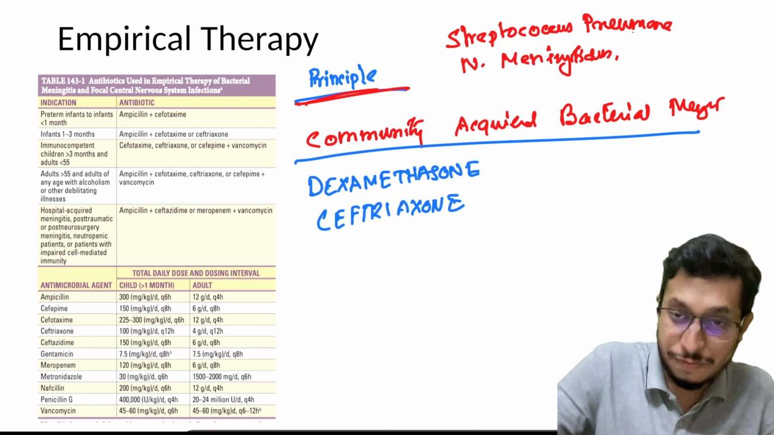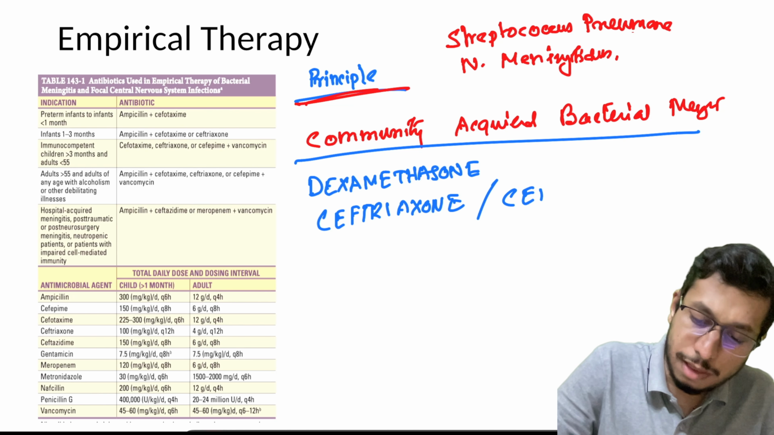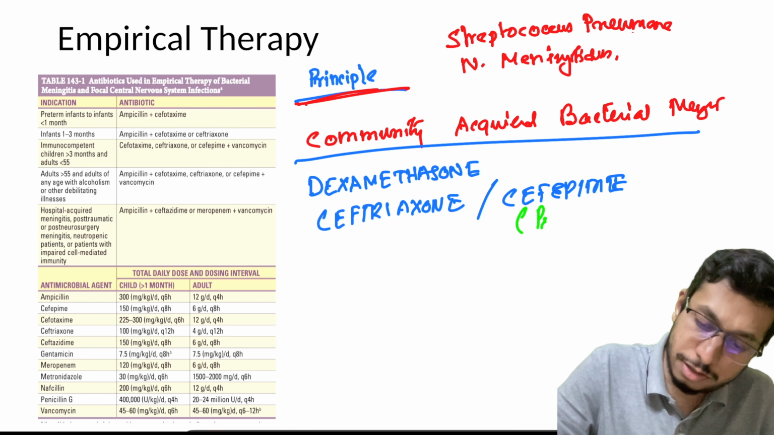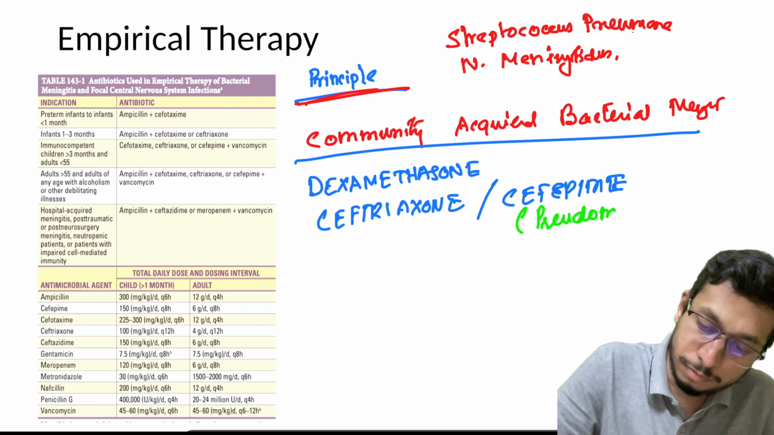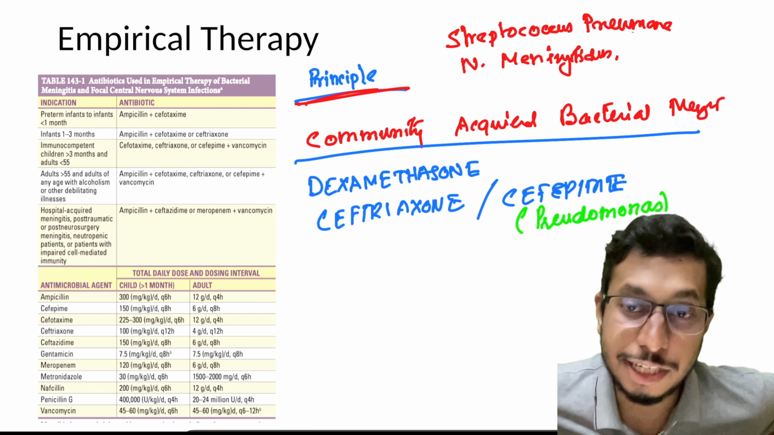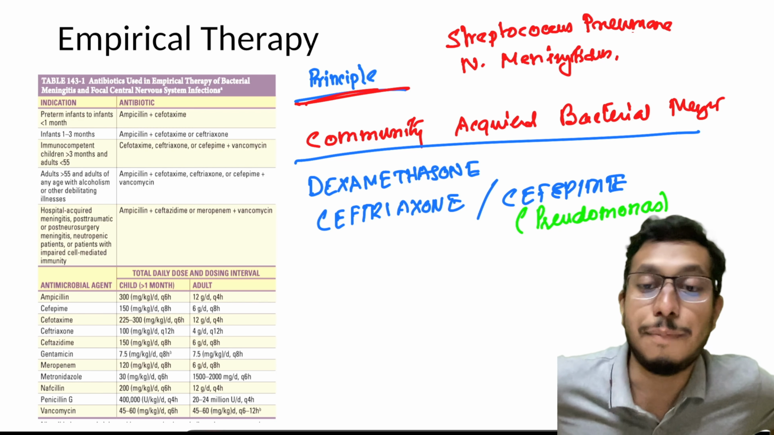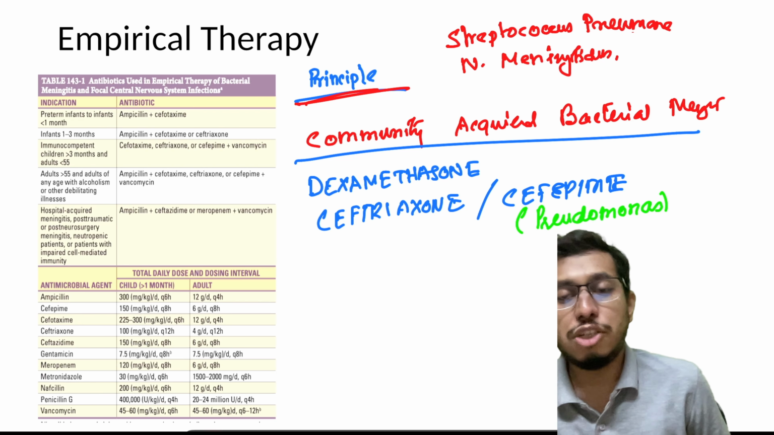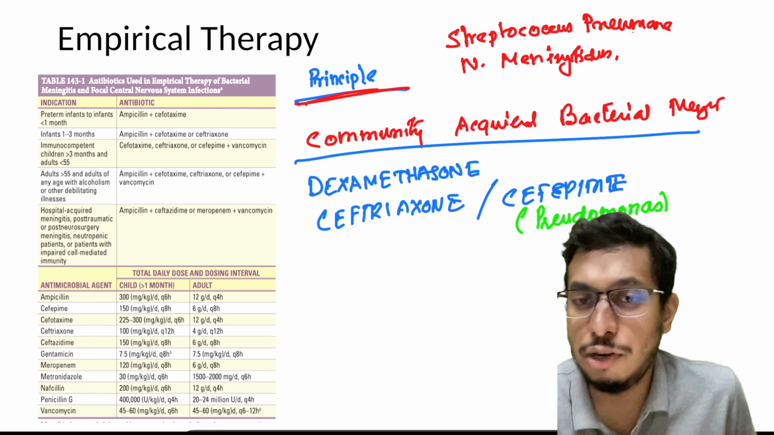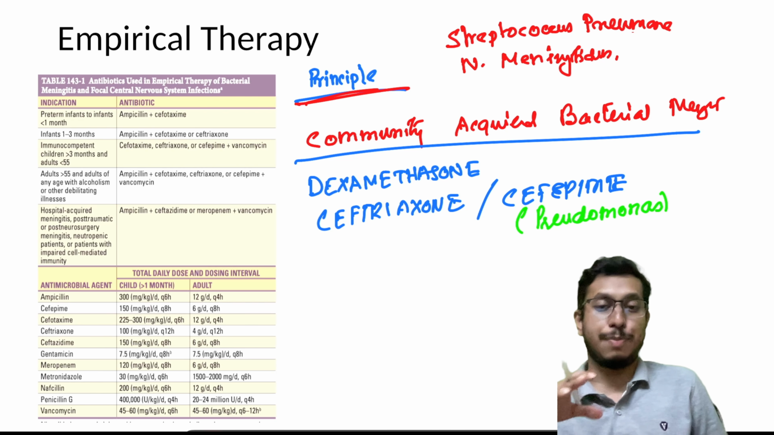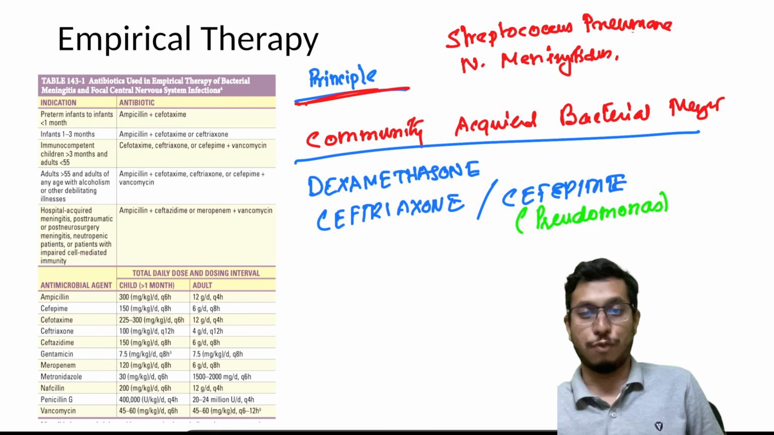ceftriaxone or cefepime. Cefepime is a better choice if we suspect a hospital acquired infection, because cefepime also covers pseudomonas. But the issue with cefepime is that it can itself lead to myoclonus or an encephalopathy like picture. So it should be used with caution, and its use should be limited to critically ill patients only, not in semi-critical patients. We should not use cefepime. Okay, we should better use ceftriaxone for them.